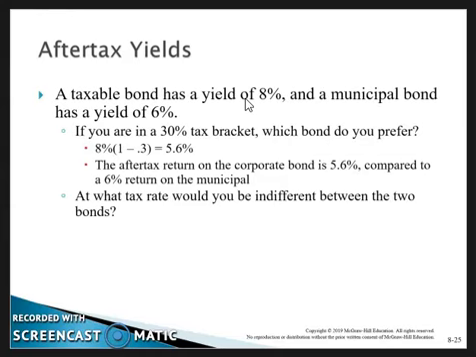At which rate would you be indifferent between the two bonds? We multiply the 8 times 1 minus t, solving for the tax rate, and set it equal to the tax exempt yield. That works out to be a tax rate of 25%. So if the tax rate is greater than 25%, we would prefer the municipal. If it's less than 25%, we would prefer the taxable.